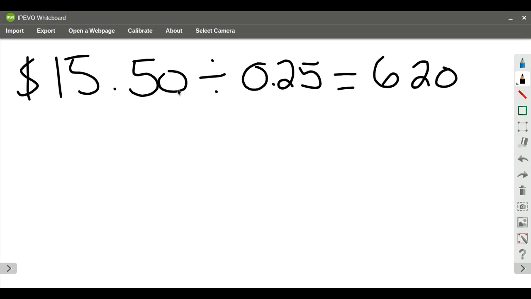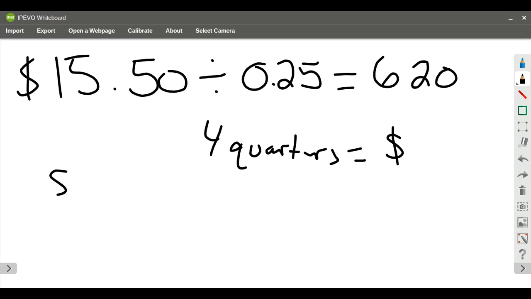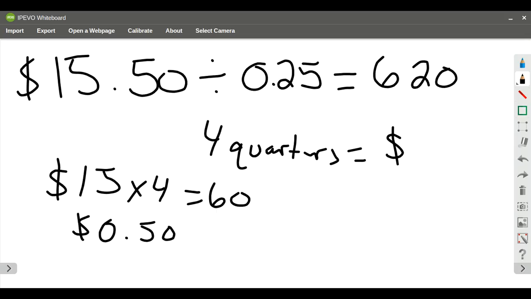I'm going to use some number sense here. I know that there are 4 quarters in a dollar. So in $15, it's going to be 15 times 4, which is going to be 60. And then my 50 cents is going to be 2 quarters, for a total of 62. So the decimal is going to fit right there. It's going to be 62.0.